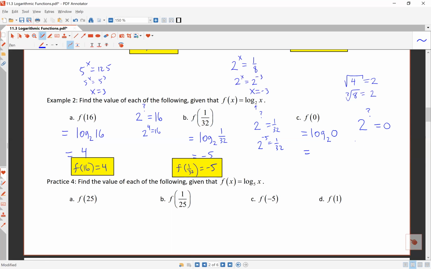2 to the 1st is 2. 2 to the 0 is 1. 2 to the negative 1 is 1/2. This is undefined. This we cannot find because, as we've been saying, 2 to the x is always greater than 0. So there's actually no solution, or you can just say it's undefined. We cannot plug a 0 into a logarithm.